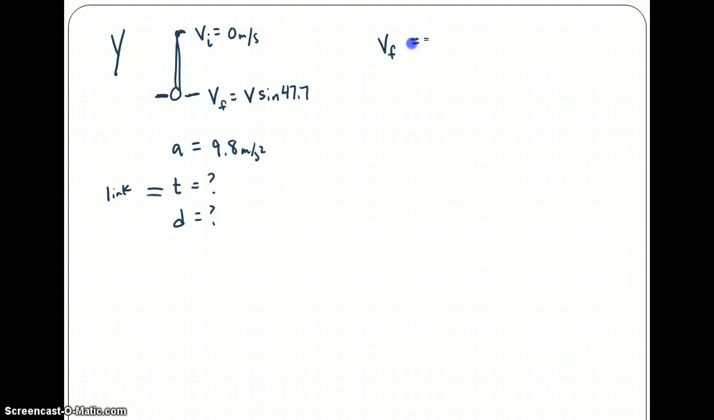So my VF equals VI plus AT. And my VF is V sine 47.7. My VI is 0, and my A is 9.8, and I'm going to have T. Okay, so when I look at this right now, I can see that I have the V, that's what I'm looking for, and I see that I have the T, which is my linking variable. Because the T is going to be my linking variable, I'm going to solve for it. I'm going to get the T by itself. I'm going to divide by 9.8 on both sides.